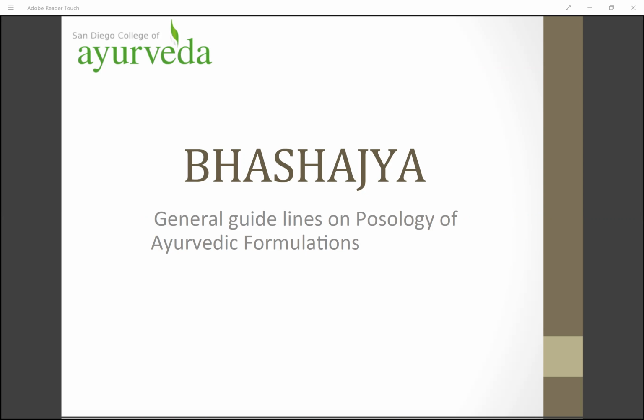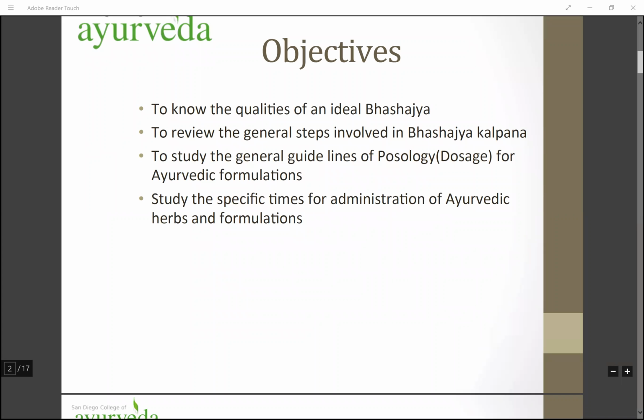Okay, so we're going to do posology today, or Bhashajya, where we're going to talk about dosage of different kinds of medicines and what the best way of administrating these different kinds of medicines are. So basically, we're going to start with what the qualities of an ideal Bhashajya would be. Bhashajya just means different medicines, right? So they can be in any form.